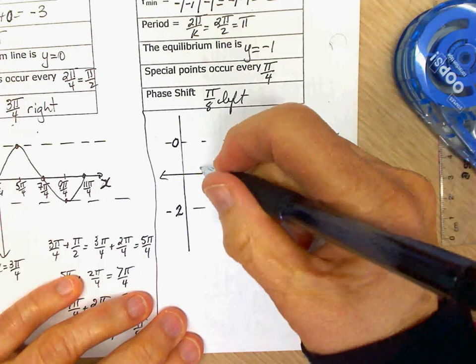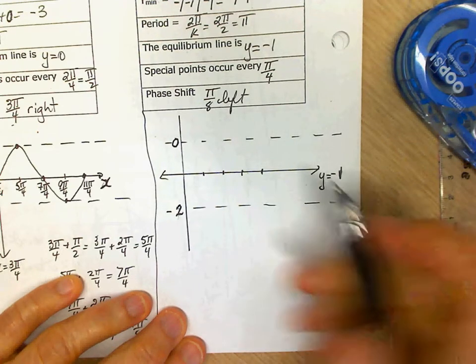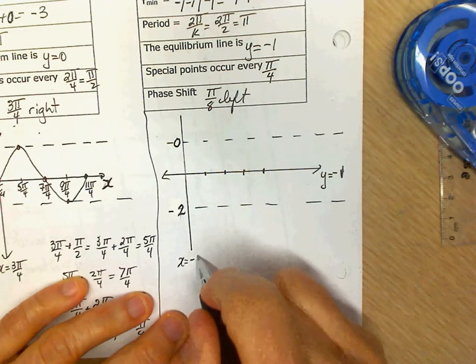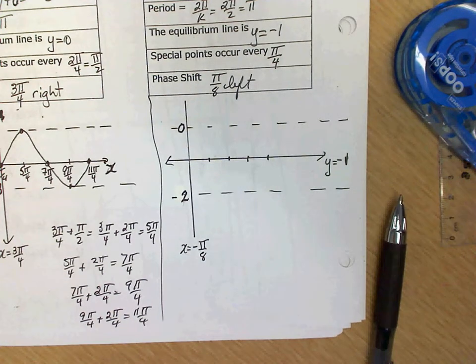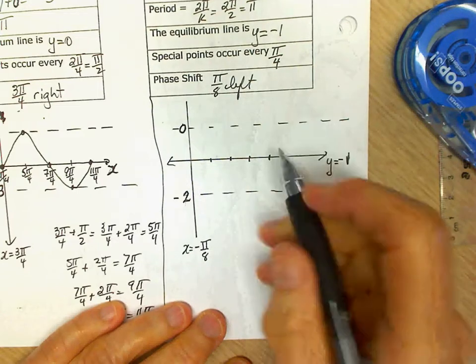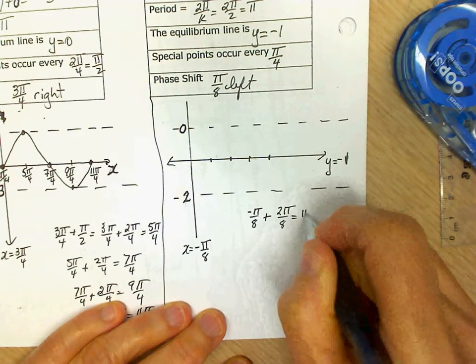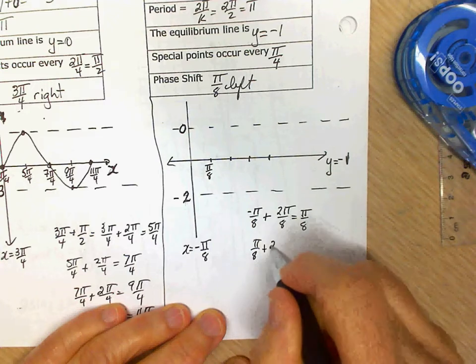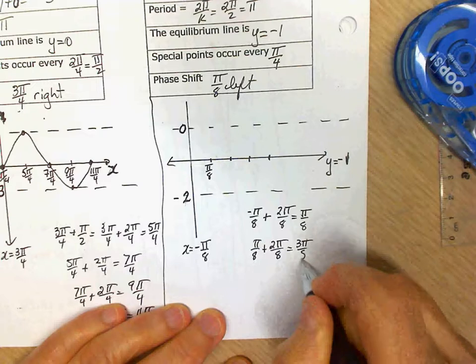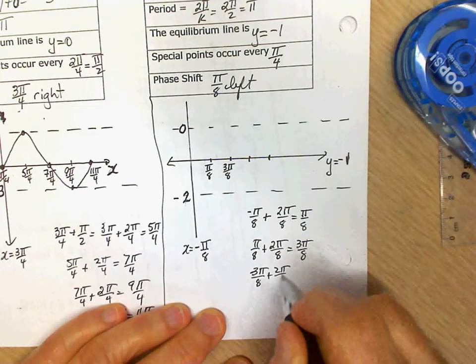Now we do our special points. Okay, our period is pi. This is x equals -pi/8, right? Because it's pi/8 to the left. So this is -pi/8. Okay, so now we do it. Special points are every pi/4. -pi/8 plus 2pi/8 equals pi/8. So that's going to be pi/8. Pi/8 plus 2pi/8 equals 3pi/8. So this is going to be 3pi/8. 3pi/8 plus 2pi/8 equals 5pi/8.